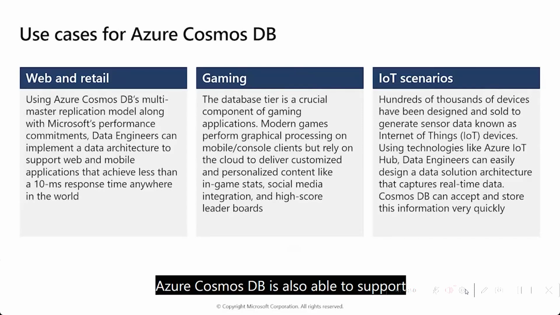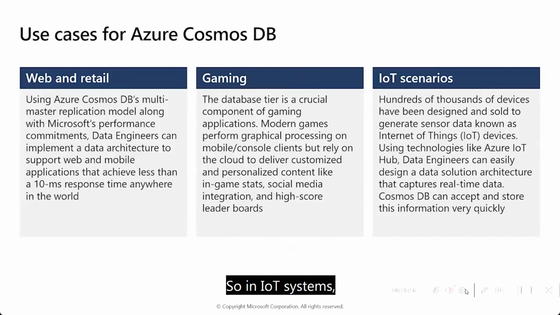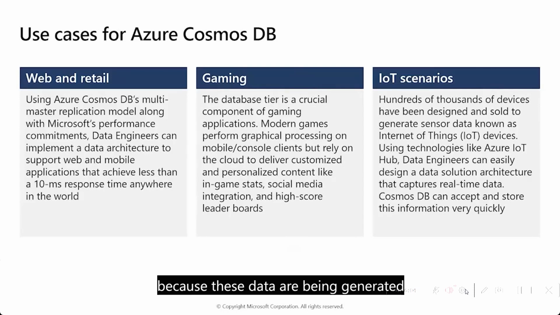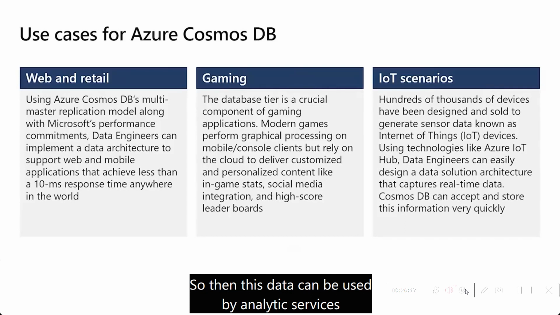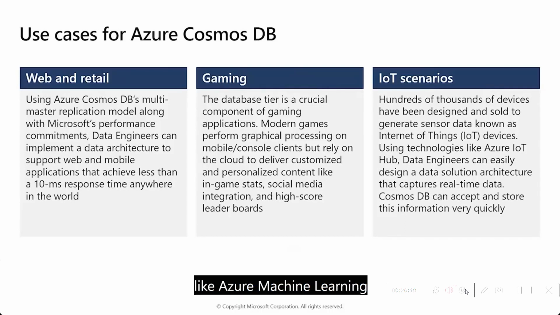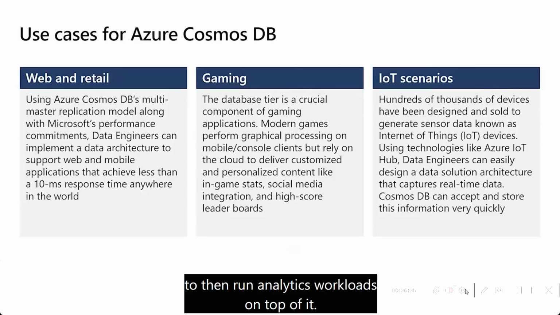Azure Cosmos DB is also able to support IoT systems and devices. In IoT systems, typically a lot of data is ingested very, very frequently, because this data is being generated on a second-by-second basis. Using Azure Cosmos DB, we're able to ingest and store this data very quickly. Then this data can be used by analytic services like Azure Machine Learning, Azure HDInsight, or Power BI to run analytics workloads on top of it.